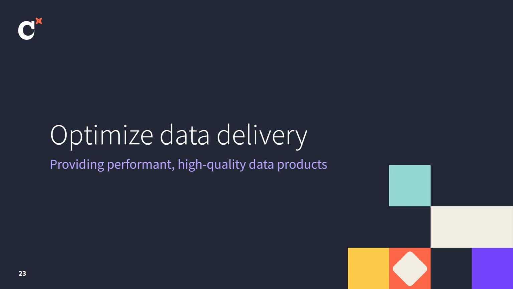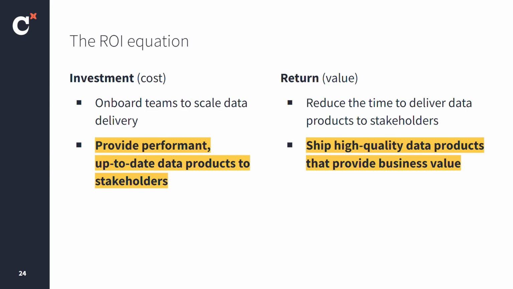So now we'll find out how Captain Picard and his team are getting visibility into what these newly onboarded teams are working on and how they're able to support a governed and efficient data delivery strategy. So let's take a look at the ROI equation again. In this section, we're going to talk about how the enterprise crew can increase the value to the business they're delivering by enabling teams to build high-quality data products while optimizing the resources that are required to do that.